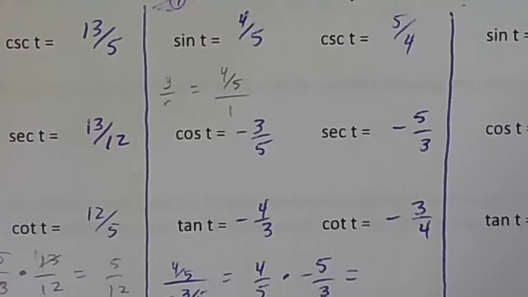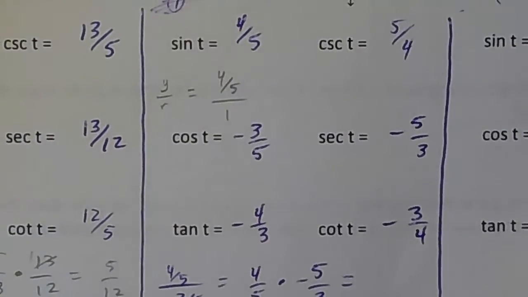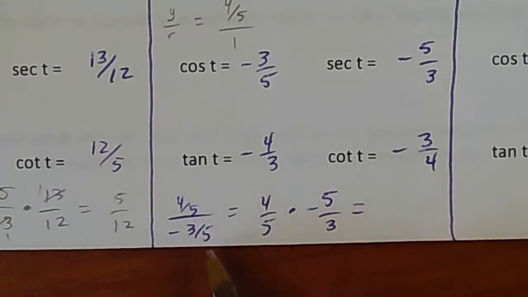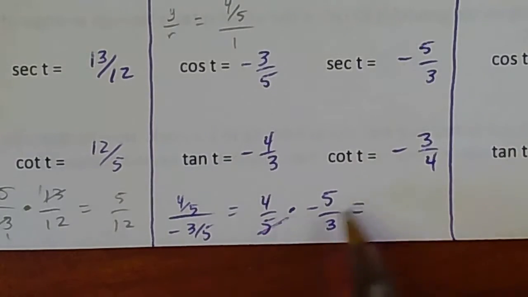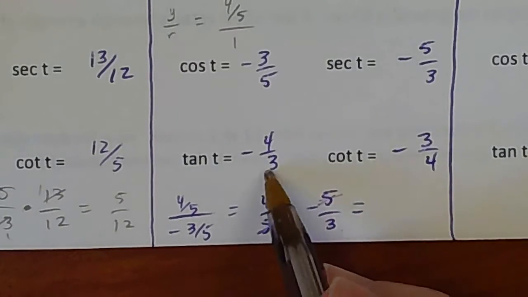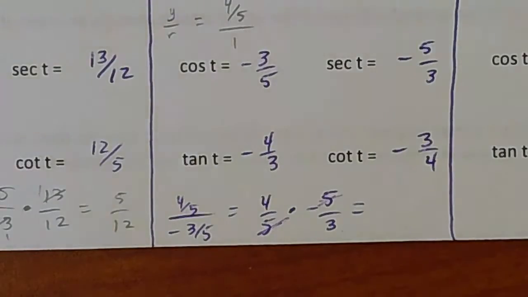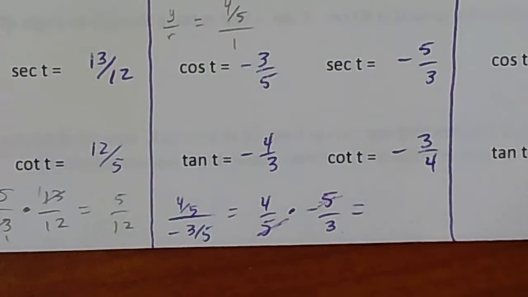All right, so there's your answers. Tangent, the messy one, y over x, multiplied by the reciprocal. These 5's cross reduce, so that's how we get the negative 4/3 for tangent. Okay, let me kind of take you through 3. We'll kind of do this part together. They added some radicals to these coordinates.